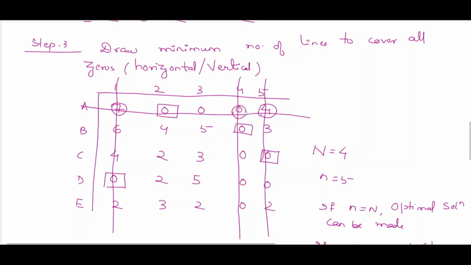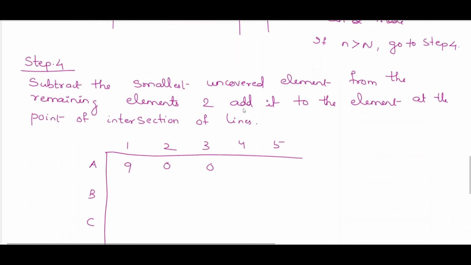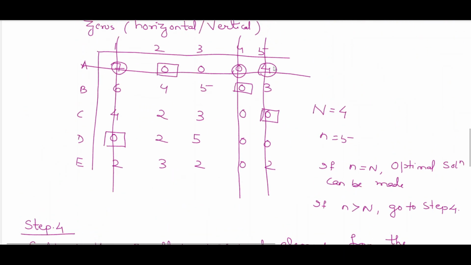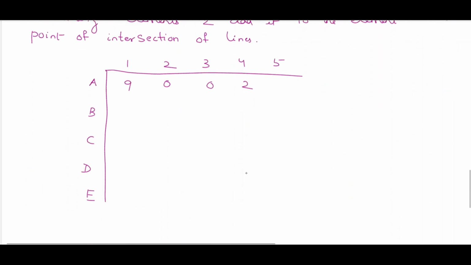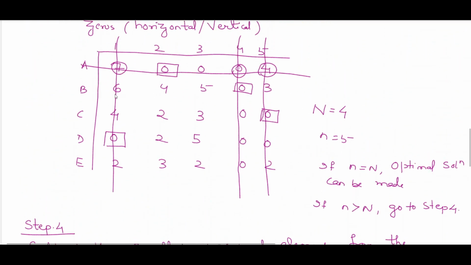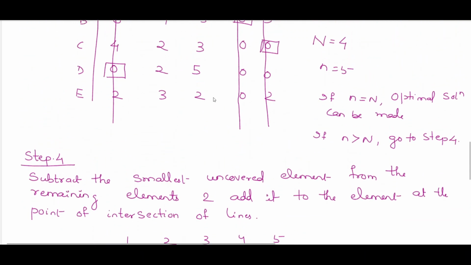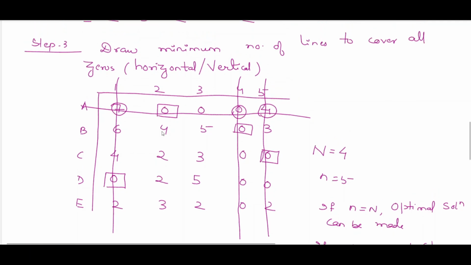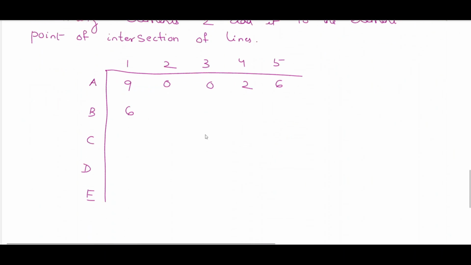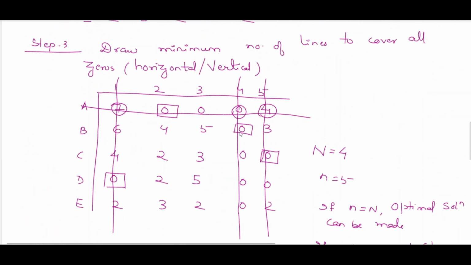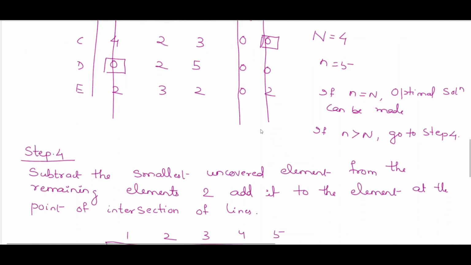Again, intersection element 0 plus 2, 0 plus 2, it will be 2. Then this 4, 4 plus 2, it will be 6. So the new first row we have completed. Then here the 6 will remain as it is. This 4 we will subtract 2, 4 minus 2 and 5 minus 2. 4 minus 2 is 2, and 5 minus 2 is 3. Then next, here this 0 will remain as it is and 3 will remain as it is, 0 and 3.